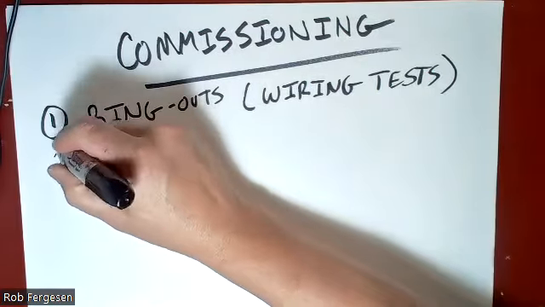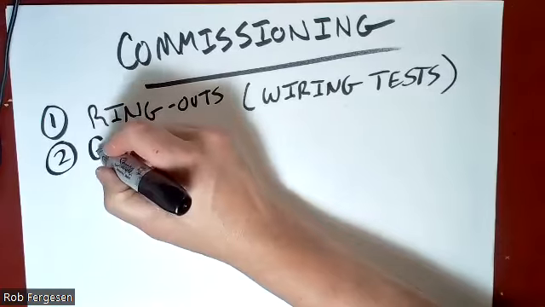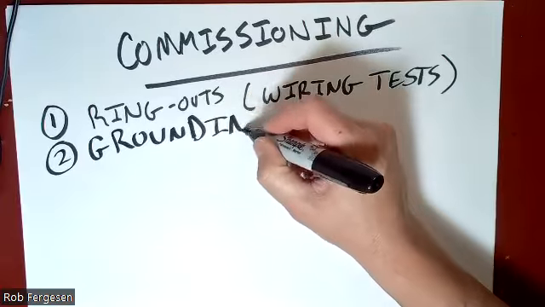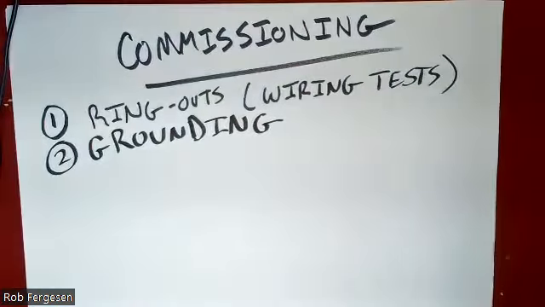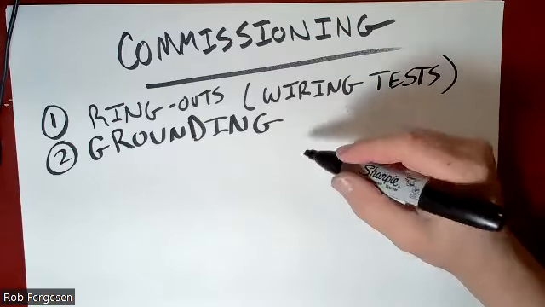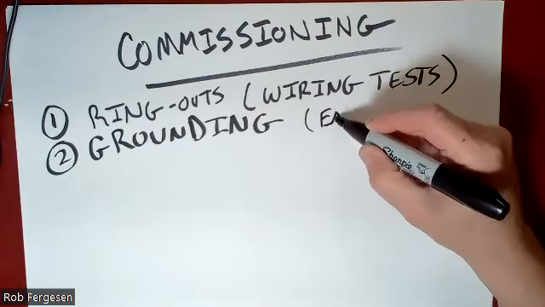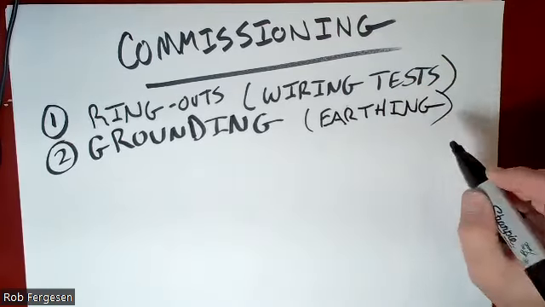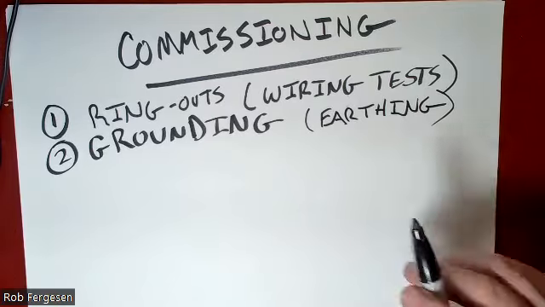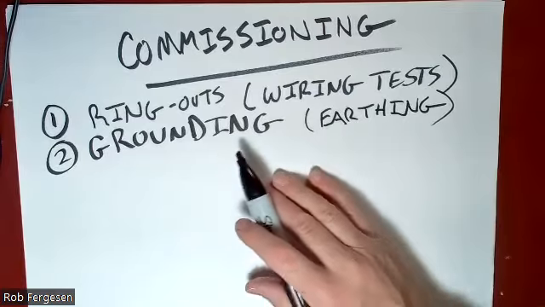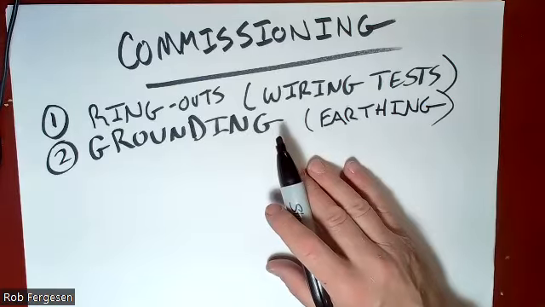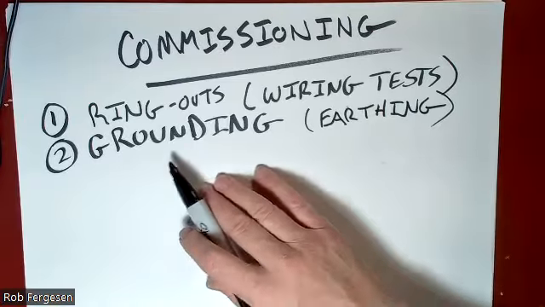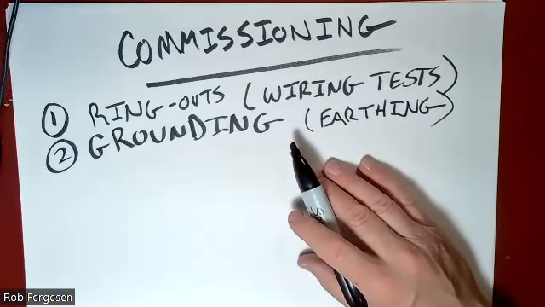The second thing, which is still extremely important, is grounding. Grounding, and the video guy calls it earthing. Earthing. You got to make sure that all major systems, all panels that you've installed, all the robots, the HMIs, everything that you've installed is properly grounded.